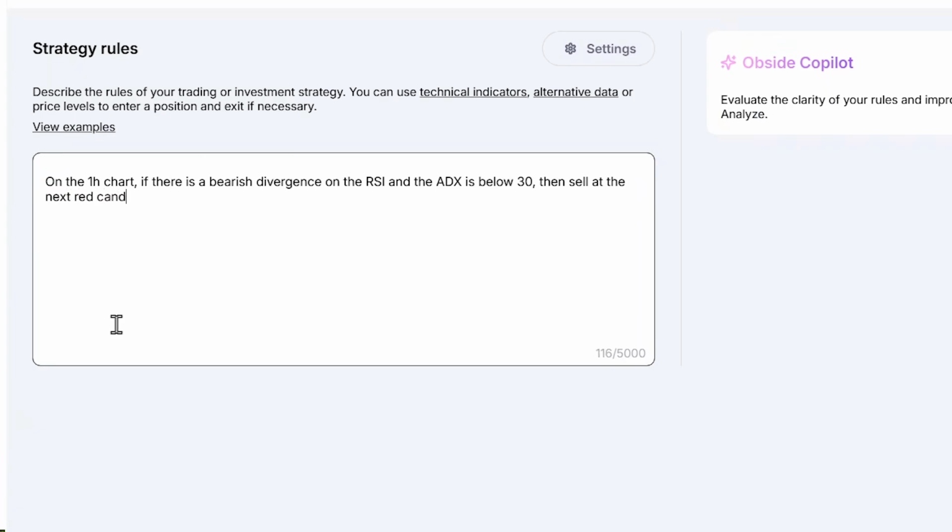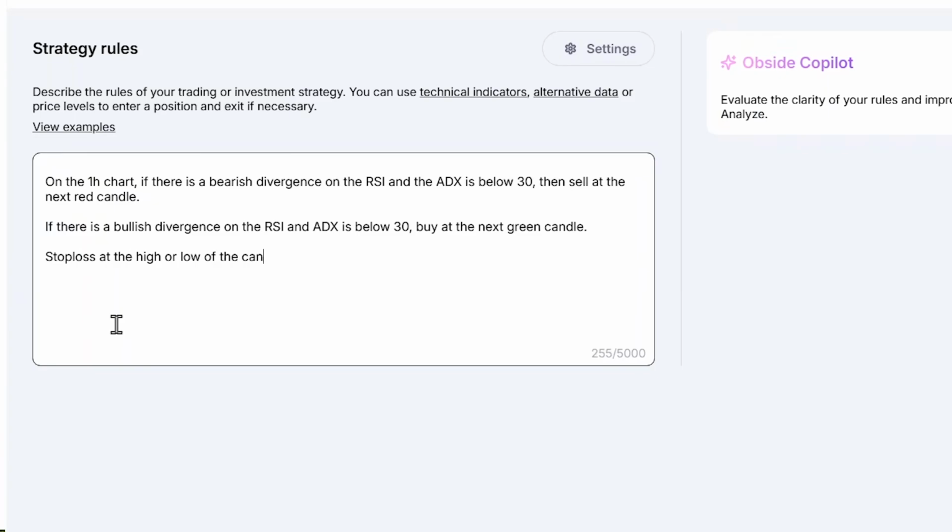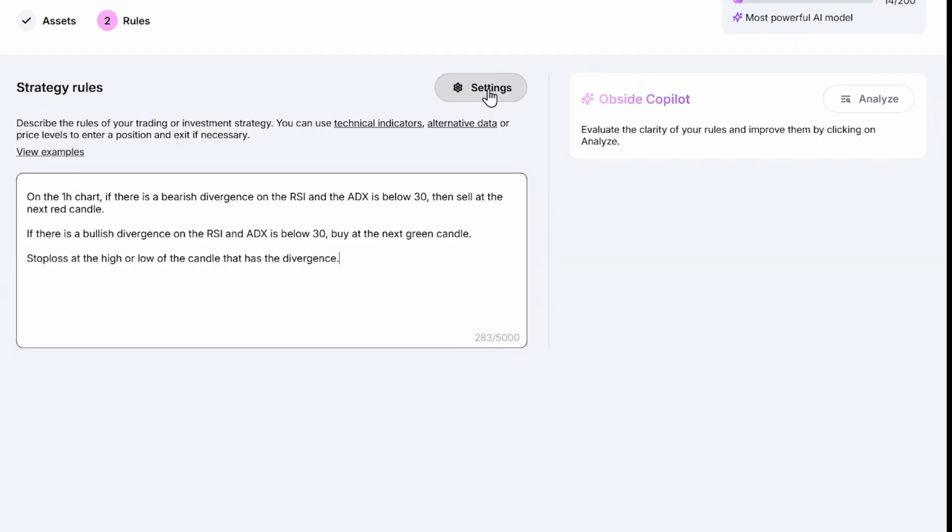the next red candle. Conversely, we'll say if there is a bullish divergence on the RSI and ADX is below 30, then we want to buy at the next green candle. So these will be our entry triggers. For our exits, we'll say stop loss at the high or low of the candle that has the divergence. Okay, so this is clear enough, and it will allow us to trade all divergences that occur, the low quality as well as the high quality ones.